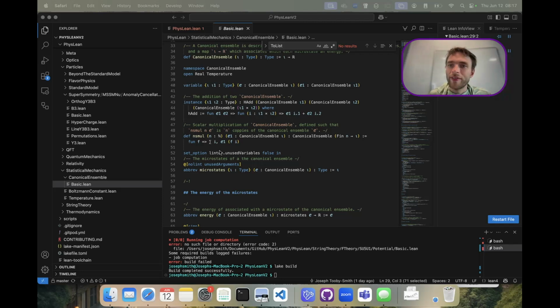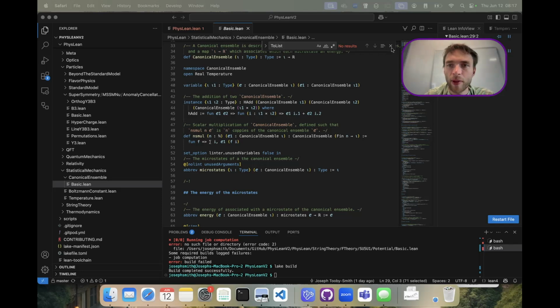So we're going to formalize the two-state system in a canonical ensemble. The basics of a canonical ensemble have already been formalized into PhysLean. So one of the great advantages of using a repository like PhysLean and contributing to it is that you don't have to start from scratch. Everything that's in the project you can use in your own proofs and your own definitions. So let's try and show some results about the two-state canonical ensemble.